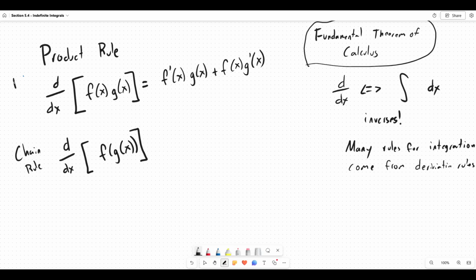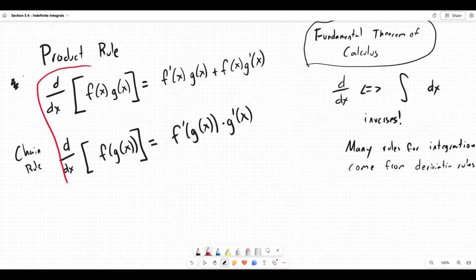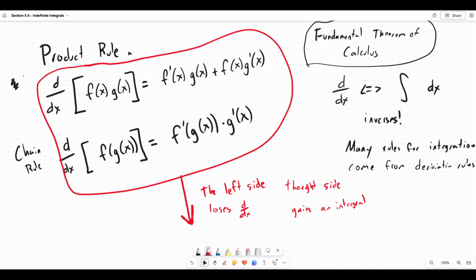Okay, this right here is the product rule on top. This is the chain rule. And we know that this is the derivative of the outside of the original inside times the derivative of the inside. Okay? So, what should we be able to do? We should be able to take these two rules and write them in reverse. The left side loses d over dx, and the right side gains an integral. So what is that going to look like?